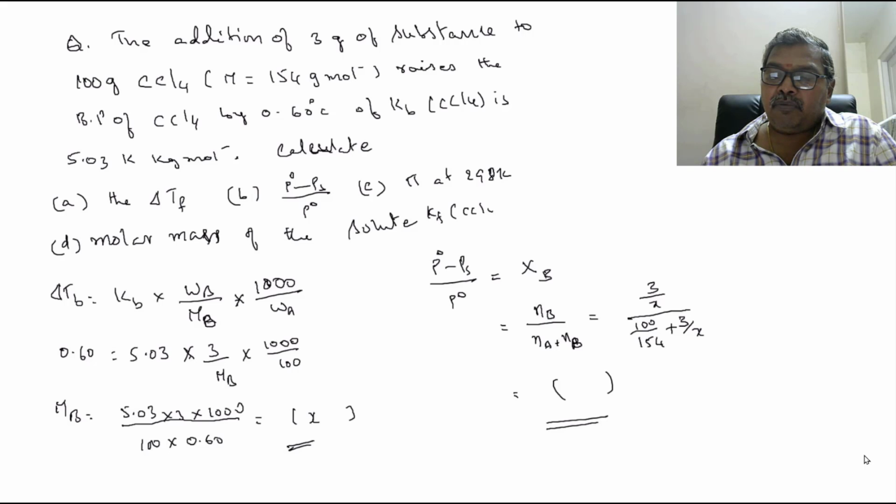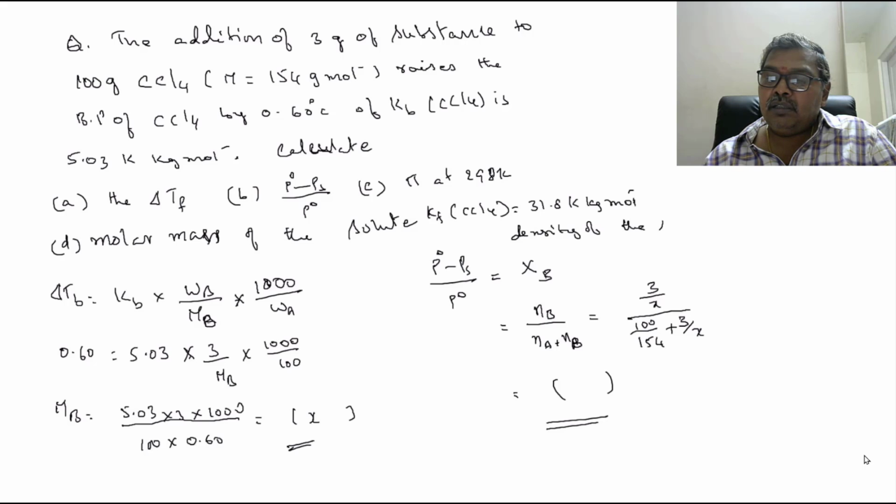Kf of CCl4 is 31.8 Kelvin kg per mole. And the density of the solution is also given. Density of the solution is 1.64 grams per cubic centimeters.